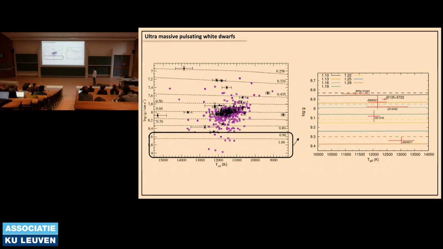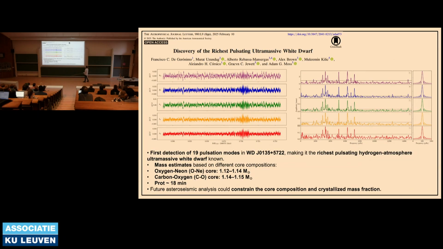So concerning the ultramassive white dwarfs, we have just a few of them, and any findings concerning these objects are extremely important. At the moment, we have just a few pulsating candidates. Recently, we found the richest pulsating ultramassive white dwarf using the GTC.